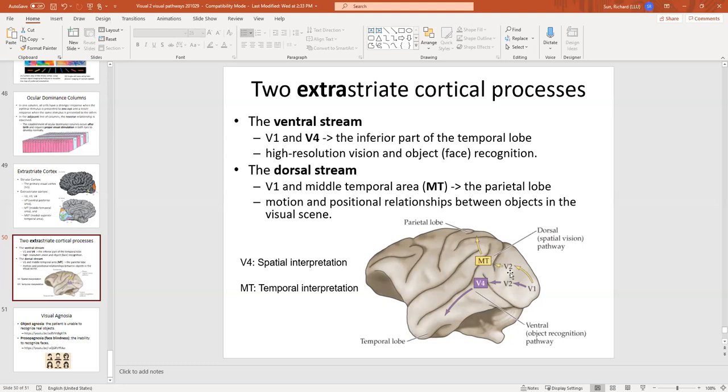So this one will analyze the vision and also analyze the frames of the vision. So it's like a movie. We see it and we try to understand these movements, and to understand different movements, something is not moving and something is moving, and try to understand this motion or position relationship. So this is the dorsal stream. So that's two major streams. And in the end of the day, that's the way we see things.